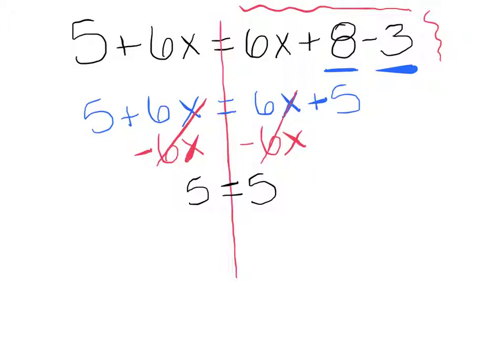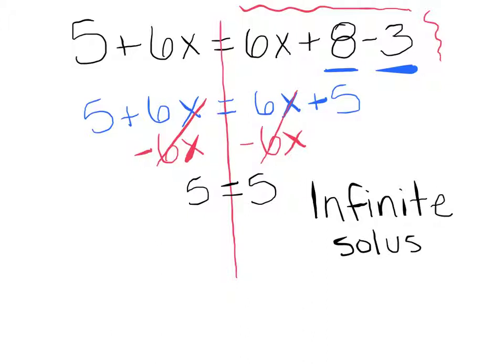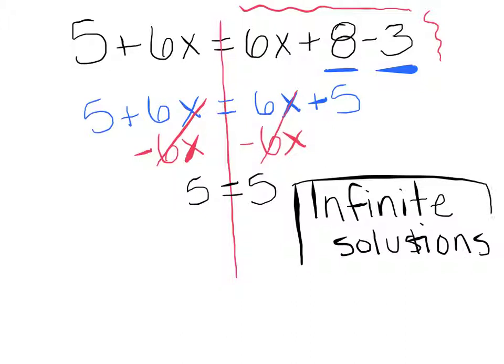I asked you a question last time, and I'm going to ask you a similar one this time, too. When does the number 5 equal the number 5? Well, all the time. And so this isn't our no solution case. This actually has infinite solutions. So this problem has infinite solutions. Any number of x that you choose is going to make this equation true.